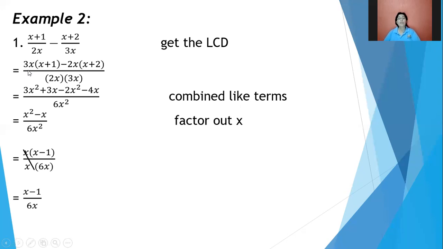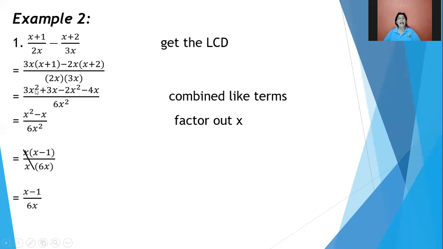Okay? Distributive property, we have 3x times x is equal to 3x squared. 3x times 1 is equal to 3x. Then copy the negative sign, minus. We have 2x times x is equal to negative 2x squared. Negative 2x times 2 is negative 4x. Then 2x times 3x is equal to 6x squared. Then combine like terms.